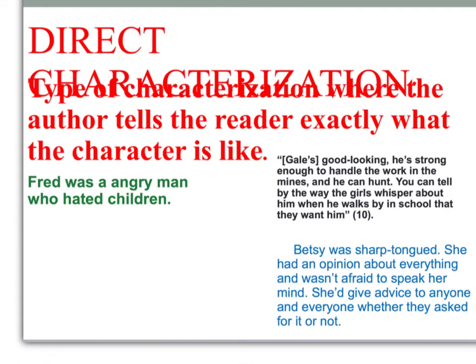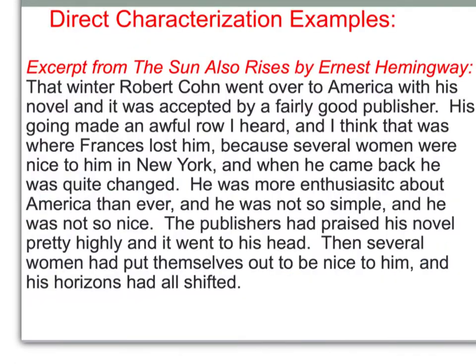Direct characterization is a type of characterization where the author tells the reader exactly what the character is like, right? So, as I was saying previously, the author is telling the readers explicitly what this character is like. In our example in green here, we have: Fred was an angry man who hated children, right? That is very explicit, very straight and to the point. Here we have an example of direct characterization.